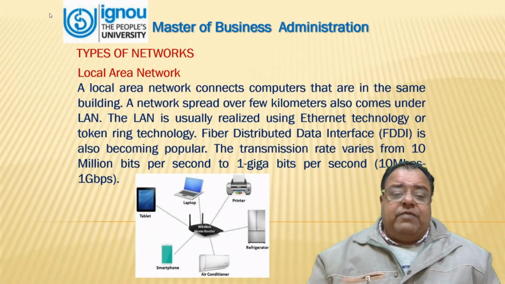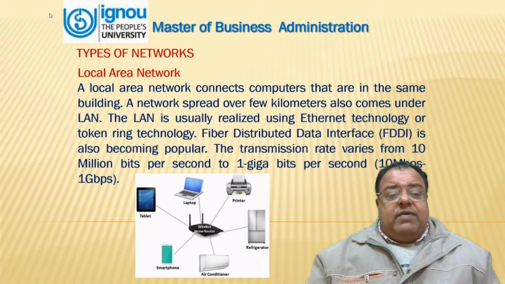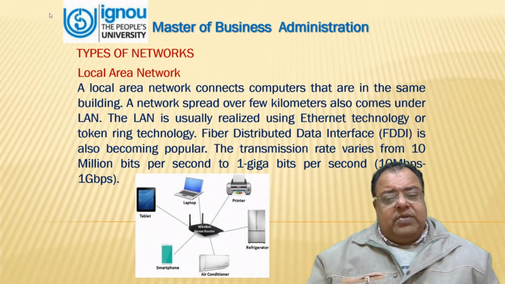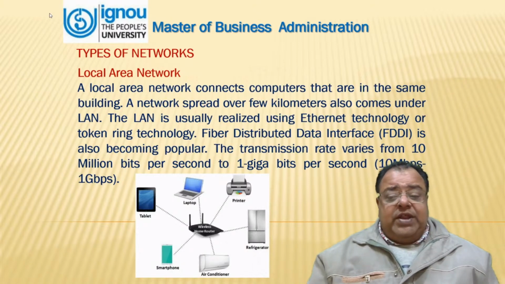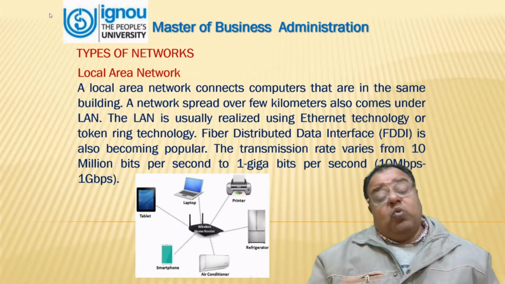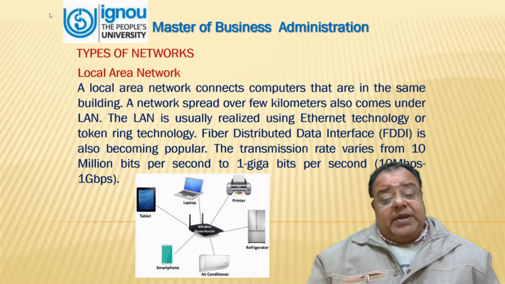Types of network. Local area network, what we call LAN. A local area network connects computers that are in the same building. A network spread over a few kilometers also comes under LAN. A LAN is usually realized using Ethernet technology or token ring technology. Fiber Distributed Data Interface (FDDI) is also becoming popular. The transmission rate varies from 10 million bits per second to 1 gigabit per second.